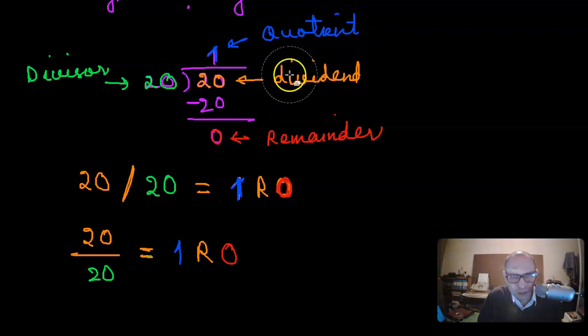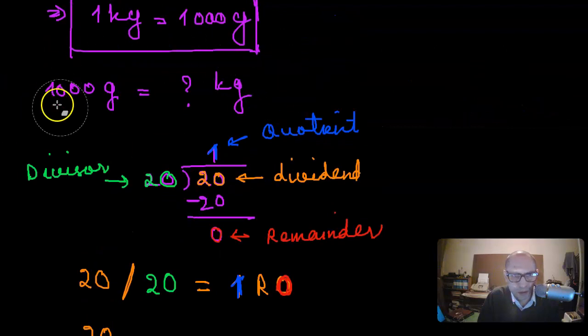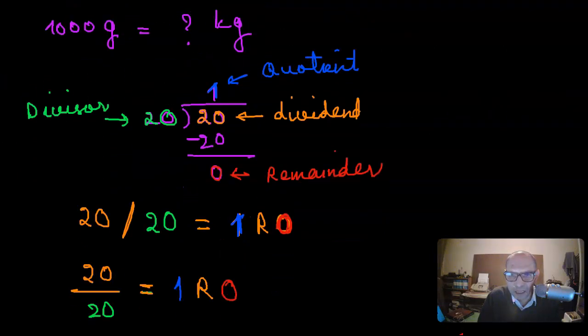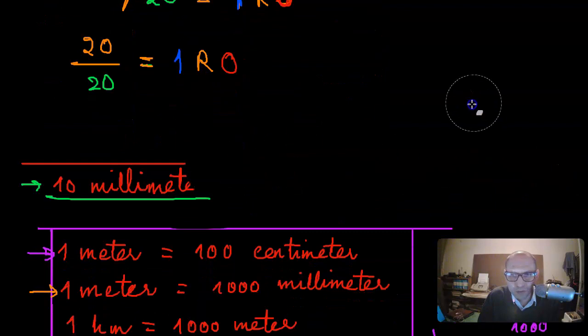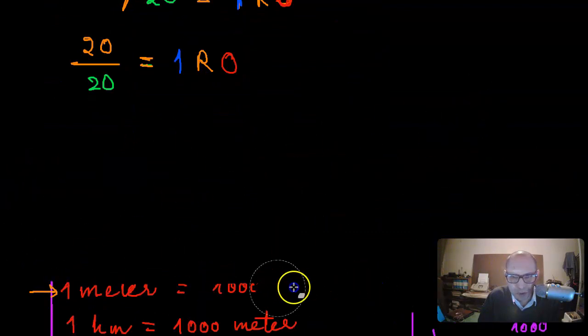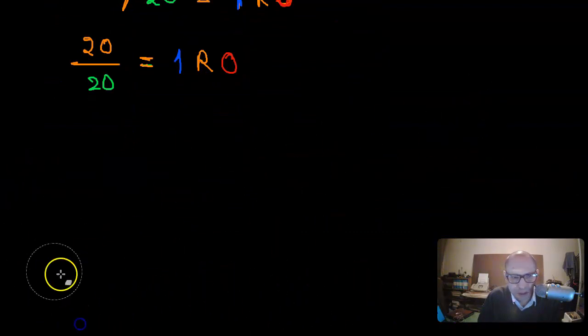So that's essentially one of the principles that we use here in such cases. And the other principle that we use is that basically any number multiplied by 1 is that number itself. For example, 20 multiplied by 1 is 20, 40 multiplied by 1 is 40, 50 multiplied by 1 is 50, and so on and so forth, right?